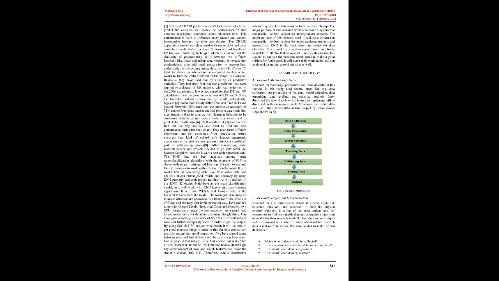As it is decided to use KNN, K nearest neighbor, as the main classification model, here we will work with KNN layers and deep learning algorithms. It will use WEKA and Google Colab in the backend to implement the model. The main goal was using an in-house database and Anaconda. But because of the wide use of Colab and its easy, fast implementation, I decided to go with Google Colab. Here, I used Colab and Google's own GPU in runtime to get the best outcome. As a result, I had to mount the drive for the database using Google Drive.